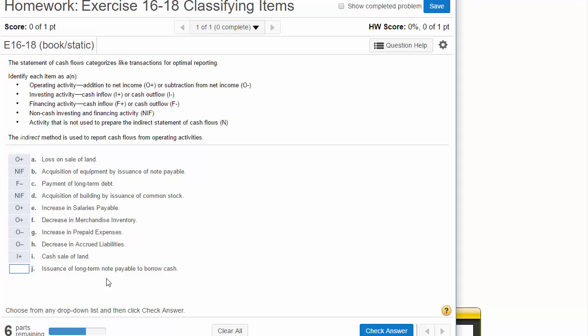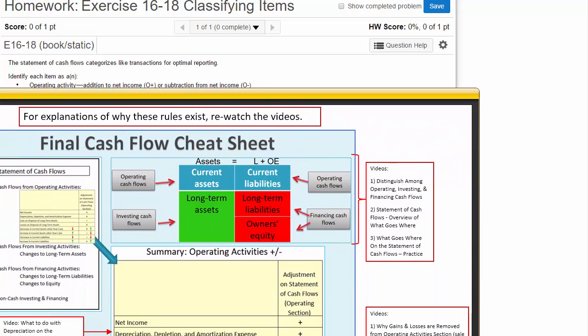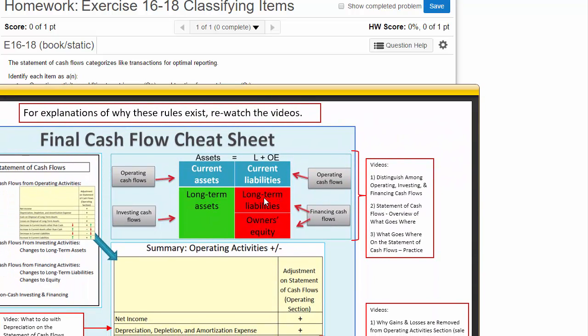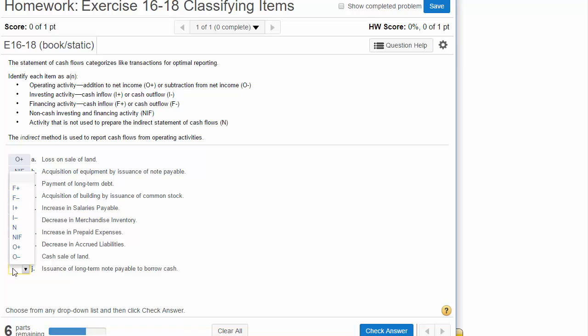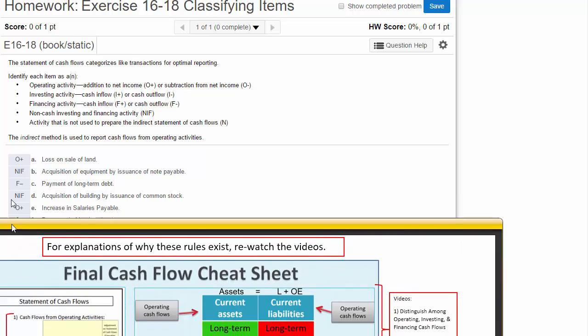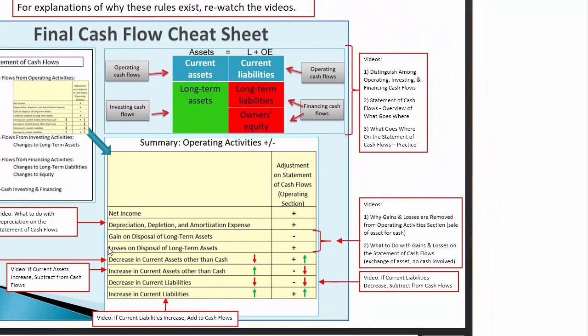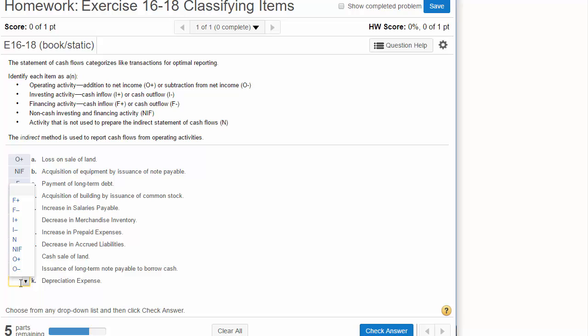Issued long-term note payable to borrow cash. Cash is involved, and a long-term note payable is a long-term liability, so that goes in the financing section. F for financing, and since we received cash, it's an F plus. Depreciation expense, which every company has, goes in the operating section, and it is a plus. O plus.